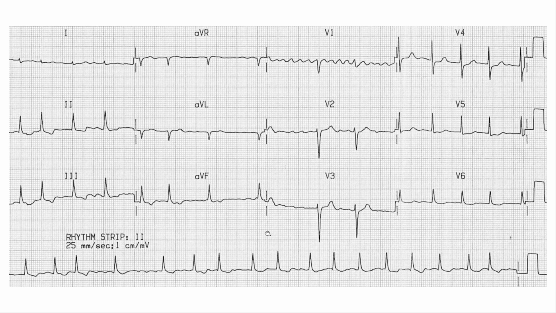Okay, so the rate ranges from 150 to 80, 60-ish. Okay, so it's fast. The rhythm. Do you see P waves? You see a lot of different kinds of waves, but if you look at each QRS complex, there's no obvious looking P wave, especially on this first one. There's just a flat line and then a QRS.